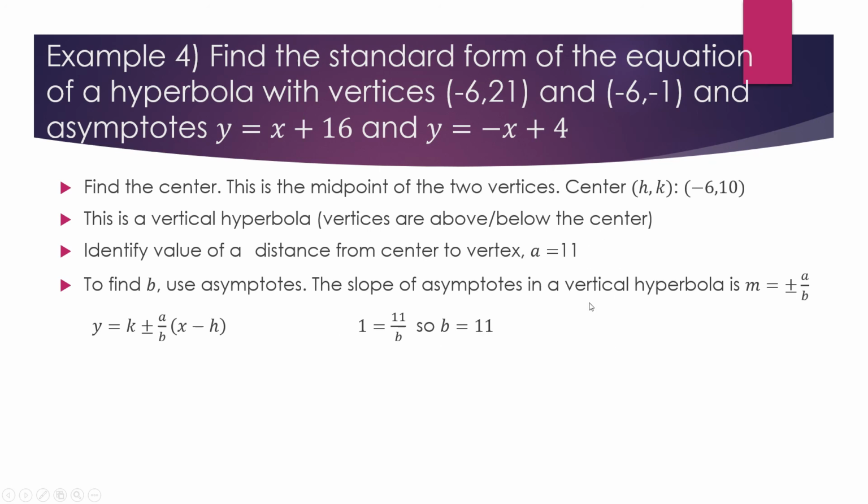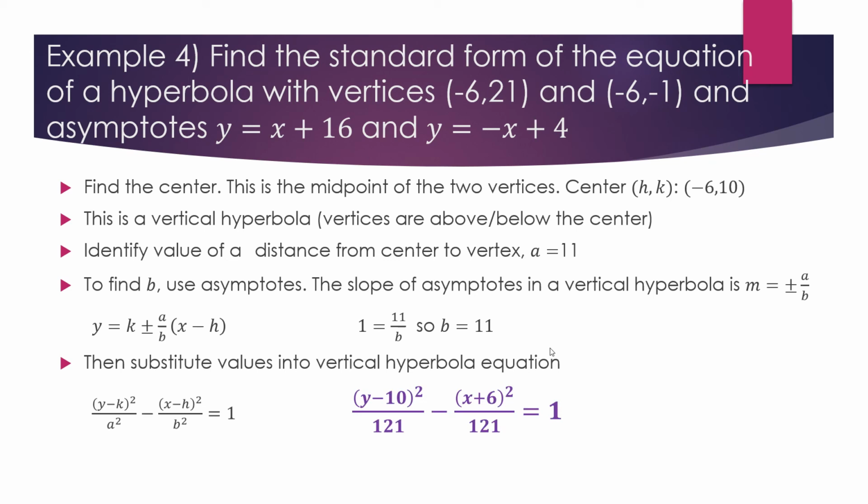And now that we know h, k, a, and b, we can substitute this into our vertical hyperbola equation to get our standard form. So (y minus k, which is 10) quantity squared, over a squared. A is 11, 11 squared is 121, minus (x plus 6). Okay, again, since this is negative, subtracting negative gives us a positive in our equation. B is also 11, 11 squared is 121, again, is all equal to 1.